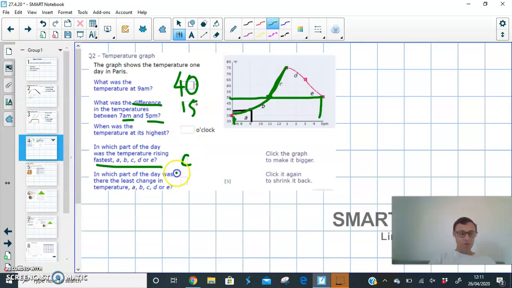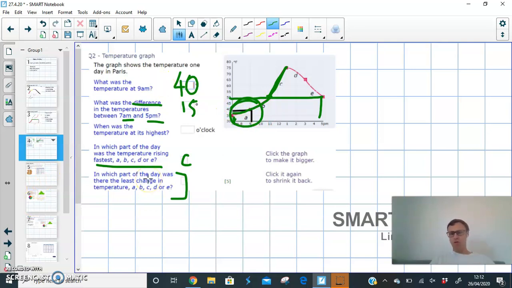And which part of the day was there the least change in temperature? Well, you're looking for where that curve is going to be the flattest, because that's where it's not really changing too much, and I would say that that is more point A.